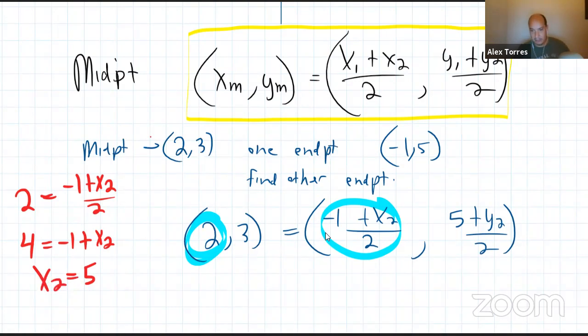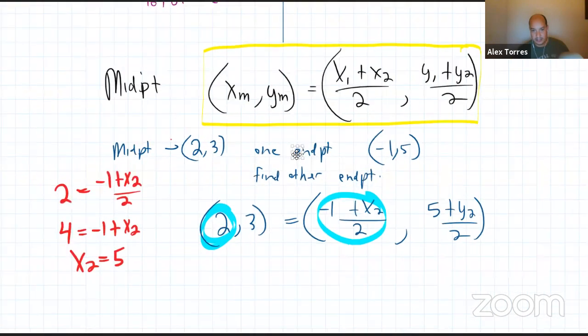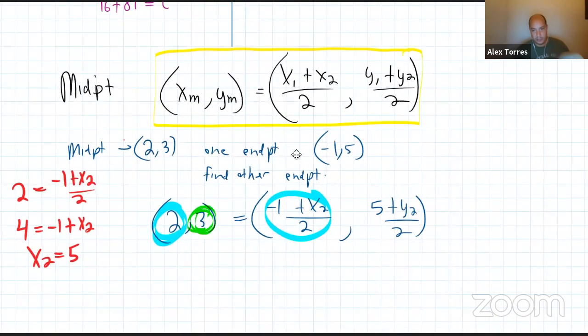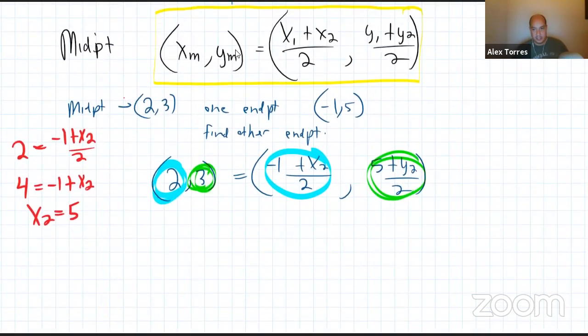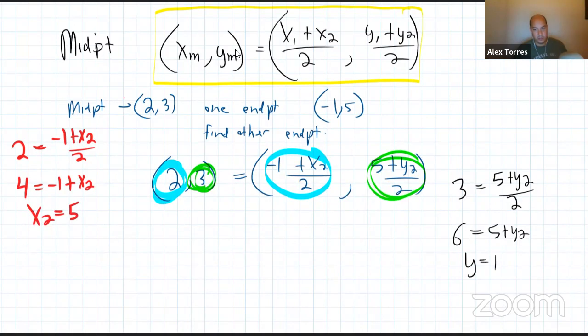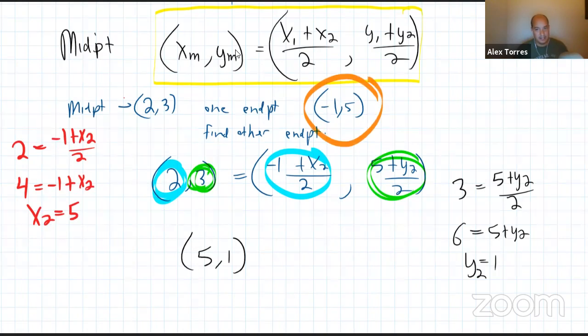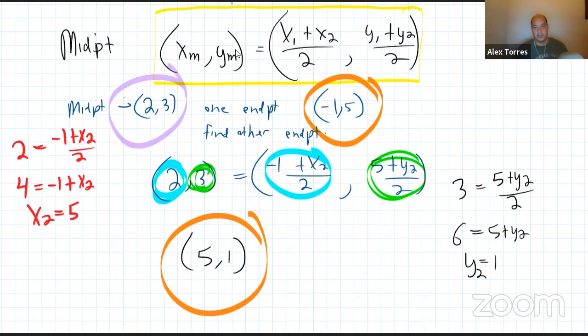And now we can do the same thing for the y value. We can realize that this 3 was produced by this part of the formula. So we can pair those up together. So we can say 3 equals 5 plus y2 all over 2. And now multiply both sides by 2. Take away 5, and the y value is 1. And so now we've got the other endpoint. So the other endpoint is 5, 1. And so if you have a segment that has an endpoint at -1, 5, another endpoint at 5, 1, just noticing the similarity of those numbers, the midpoint is 2, 3, and we completed the story there.